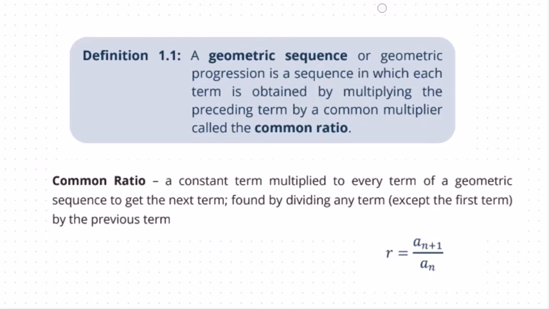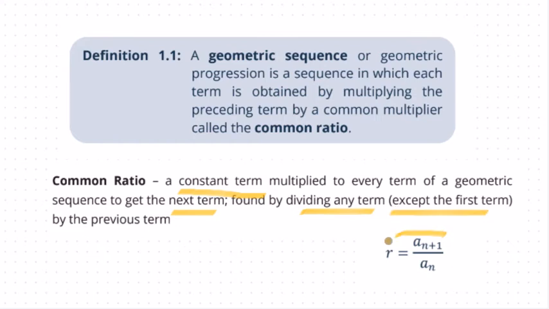in which each term is obtained by multiplying the preceding term by what we call a common multiplier, which is the common ratio. And what is this common ratio? A common ratio is a constant term multiplied to every term to get the next term. We can find it by dividing any term except the first term by the previous term. So what do you mean by except the first term?